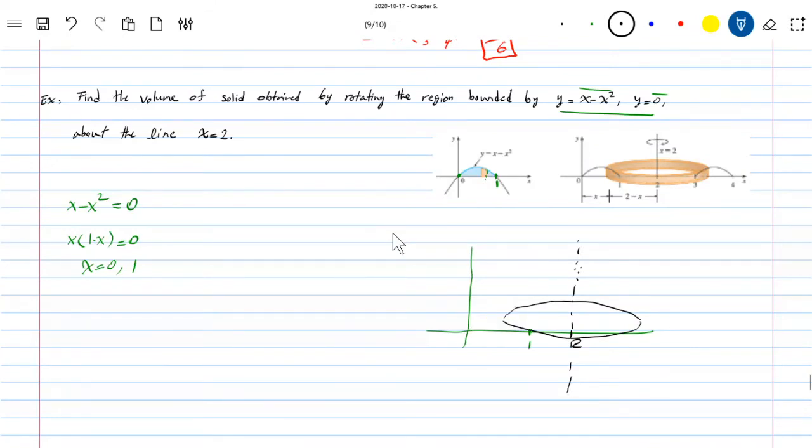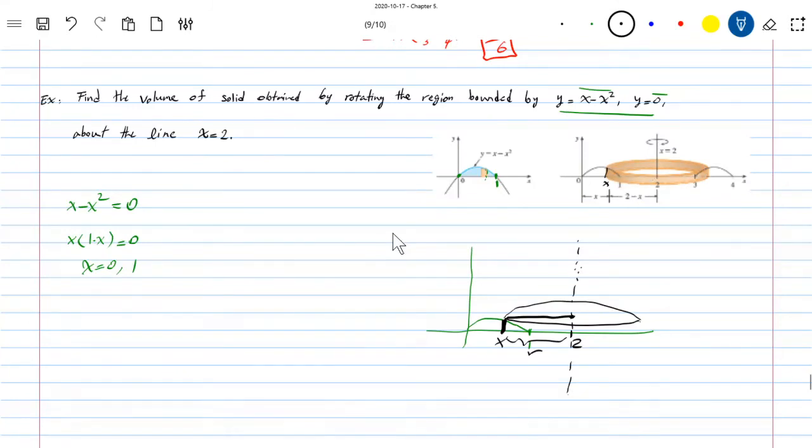The height, if I can draw this better. Here we go. Here's the height, and we're rotating this along the line x equals 2. So the radius is basically this length. If I say x is here, that would be the radius. So in the picture, you notice that there's a cylindrical shape, and if you locate x at this location, the difference here is basically the radius.